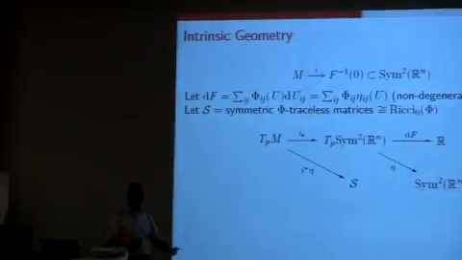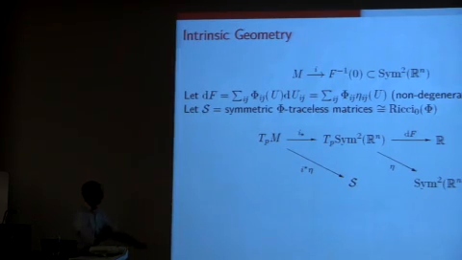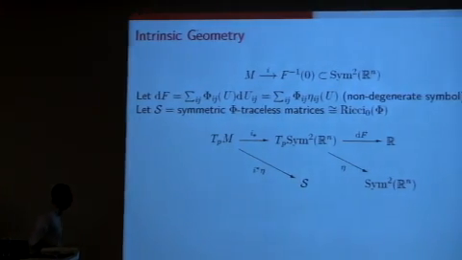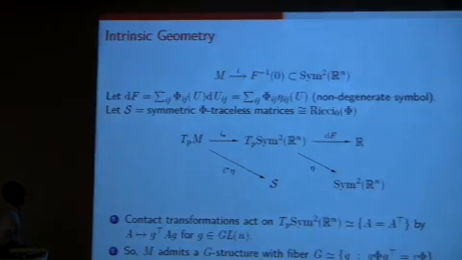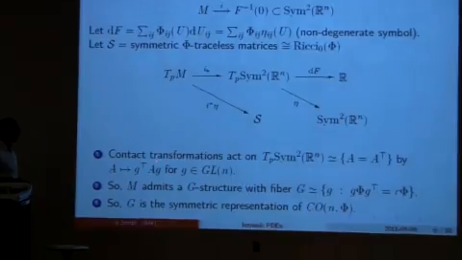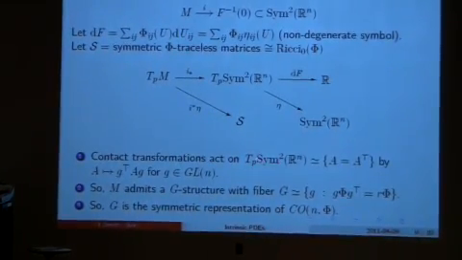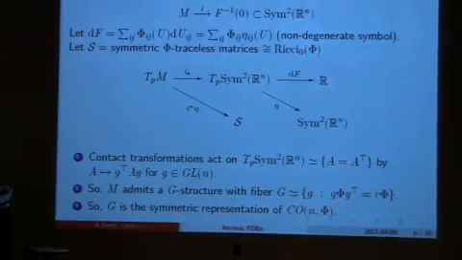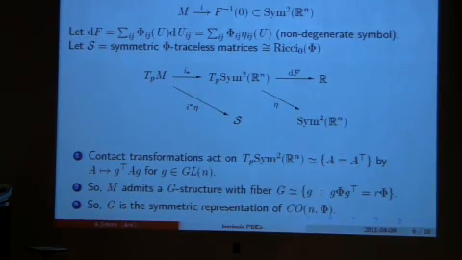Okay, but as an abstract vector space, it's perfectly well behaved. Right? I mean, it's a vector space. Okay, so let me say this in greater detail in terms of defining a G structure. Contact transformations act on TP Sim2Rn, which is of course a space of symmetric matrices.